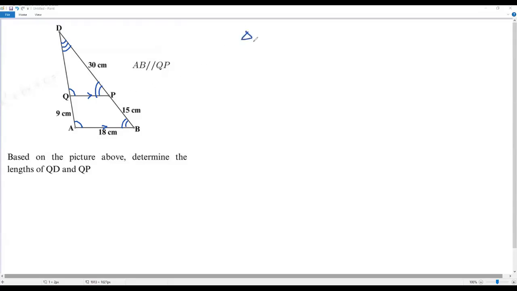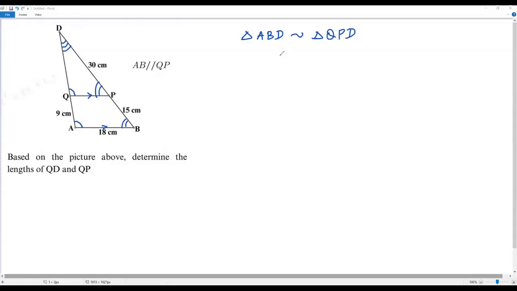Okay, let's write the vertices in order. First let me take the vertex A in the bigger triangle. What is the corresponding vertex in the smaller triangle? Clearly it's Q, because these angle measures are equal. I have to write the vertices in order. Now let me take the second vertex B in the bigger triangle. What is the corresponding vertex in the smaller triangle? It's P. And the third vertex is obviously D in both the triangles. So here we have D, here we have D. So these two triangles are similar.